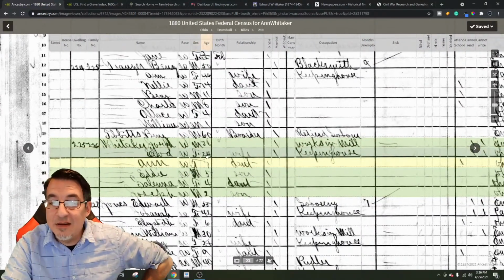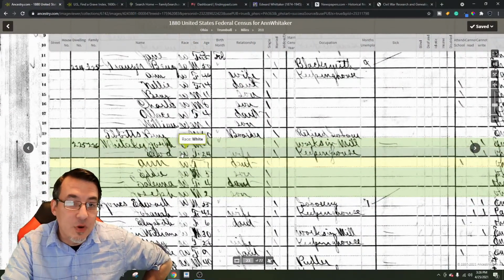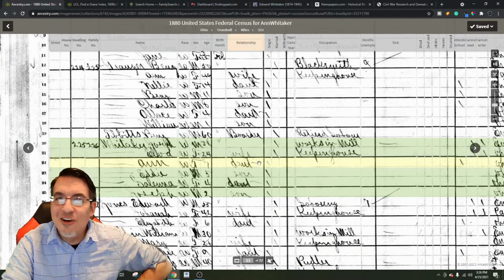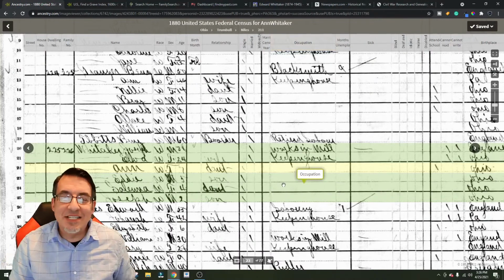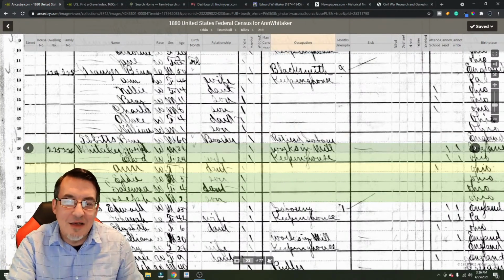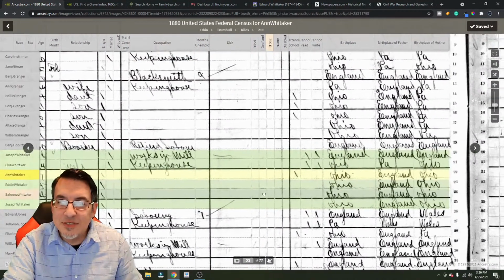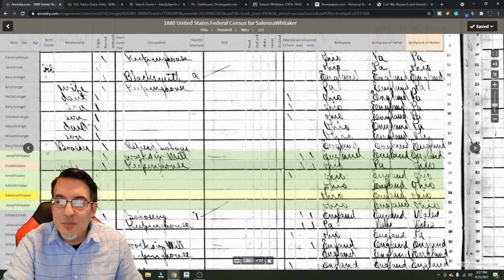Joseph, 38. Elva, it says, 24, but this is still Elvira. You're going to see that. Very common thing to see the names written down differently. The census taker is just going to write it down how they think it is, and they're going to sometimes screw it up. Born in England, born in England, born in England.